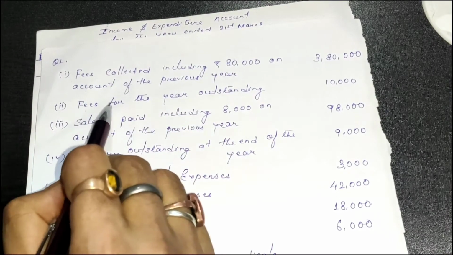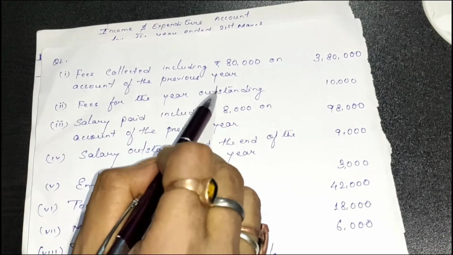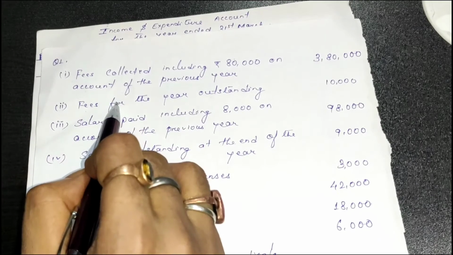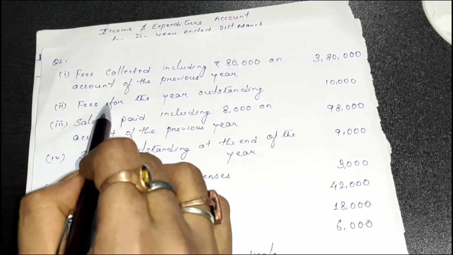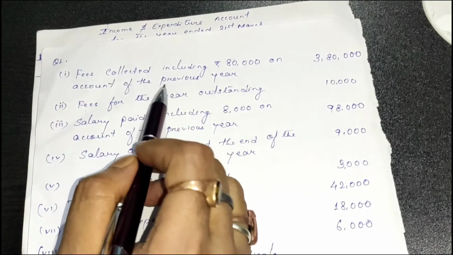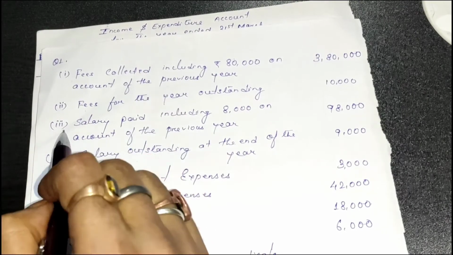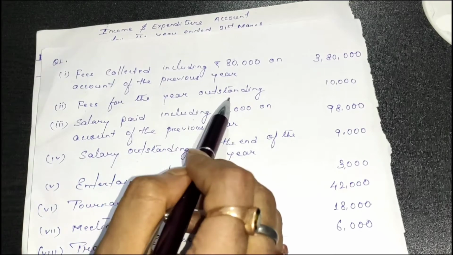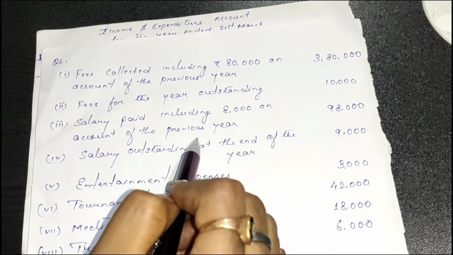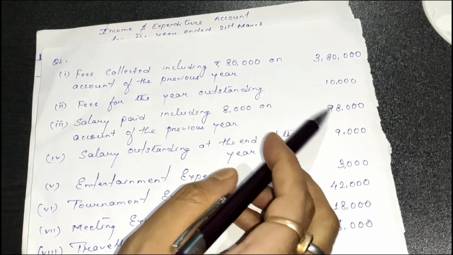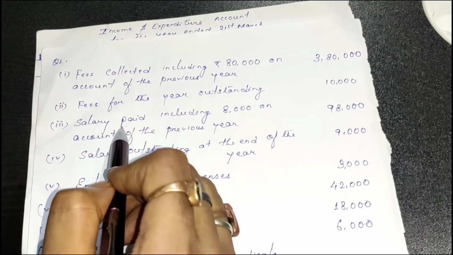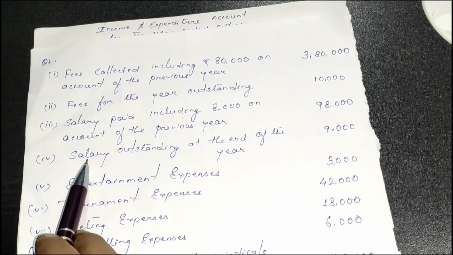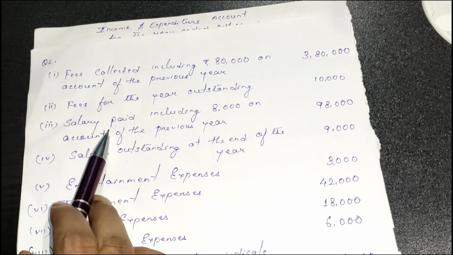The next is fees for the year outstanding. So these two are, you can say, one single entry. We will do some plus and minus in the solution. I will show you what to do. Next is salaries paid, including 8,000 on account of previous year. Here also some amount is given which belongs to the previous year, and the total amount is 98,000. So salaries paid is an expenditure. Salaries outstanding will come along with salaries paid.